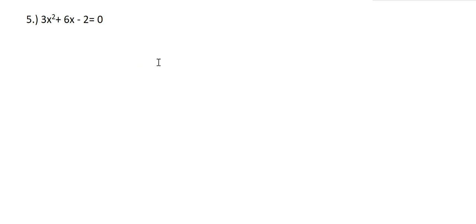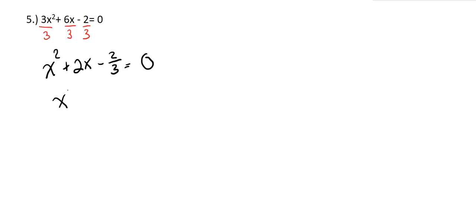So now I'm going to look at number 5. It's in standard form, but I'm going to notice that A does not have a coefficient of 1. So I'm going to divide by 3. And that makes that coefficient 1. And now I can start the process from here. I bring C over to the other side.